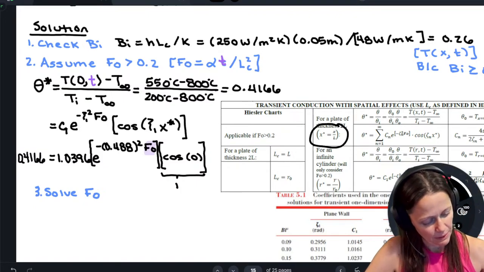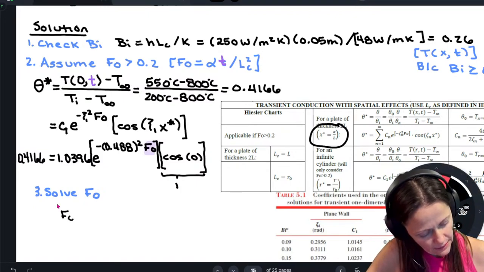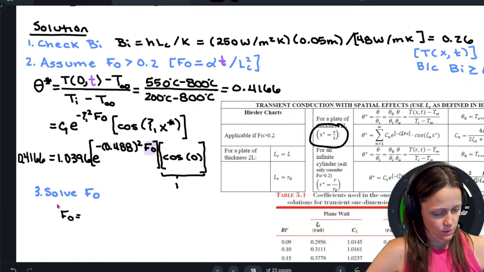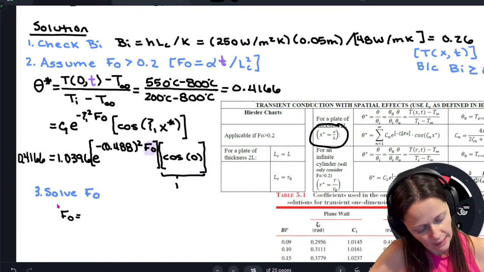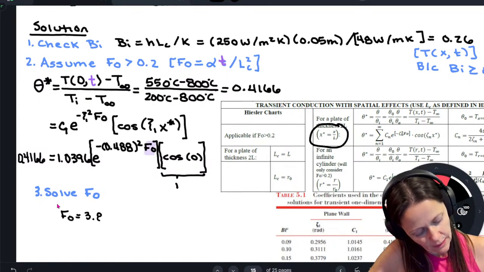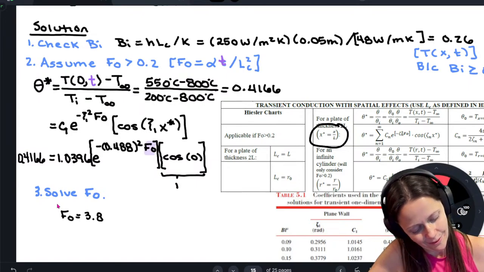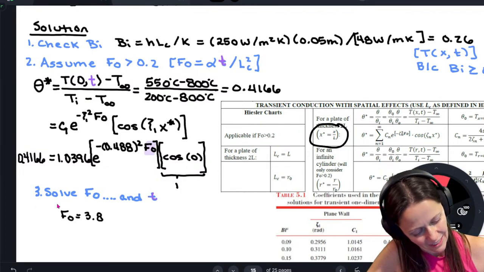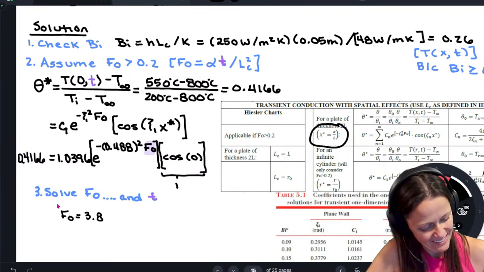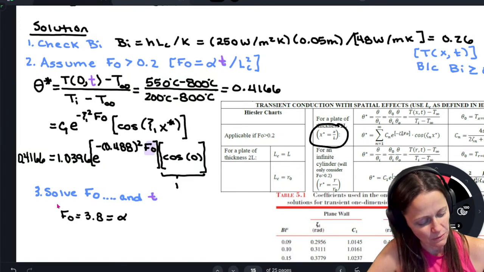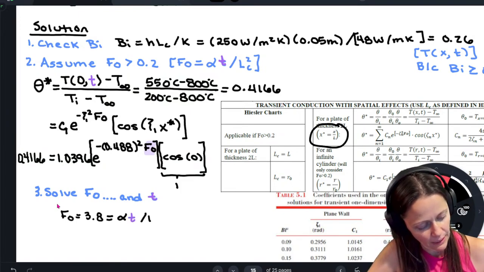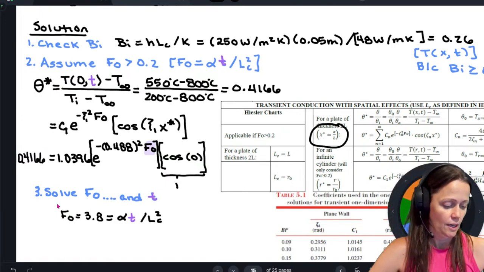All right, so my Fourier number ends up being 3.8. And then I also need to find t. So the thing that I had written in purple before is equal to my thermal diffusivity times t divided by my Lc squared.